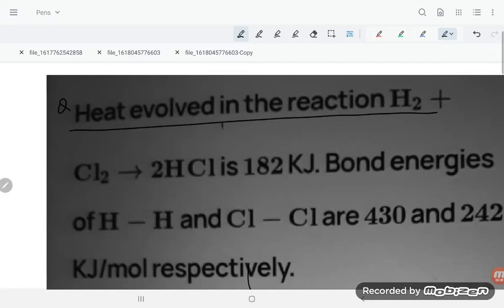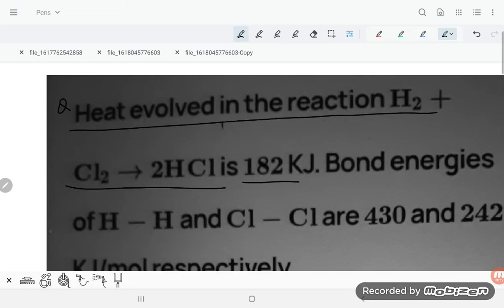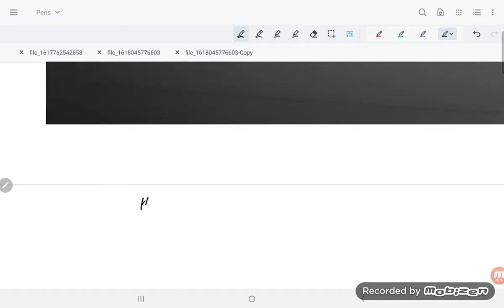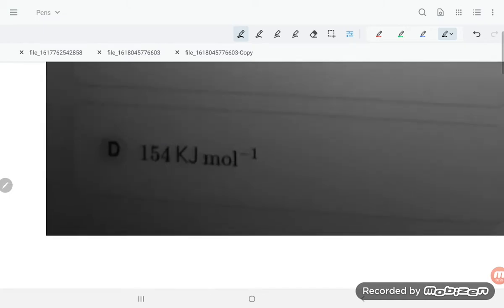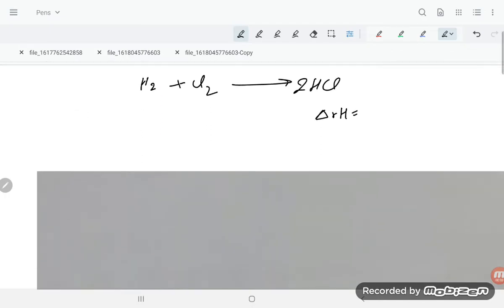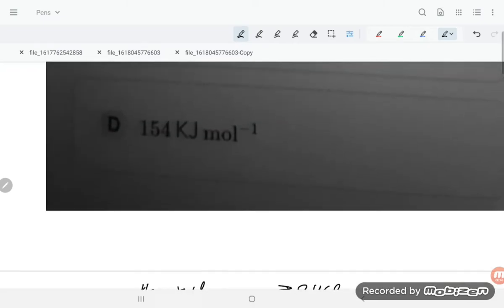Heat evolved in the reaction H2 plus Cl2 to give 2HCl is 182 kilojoule per mole. Okay, that is what the question is saying. Here the heat evolved is the enthalpy of reaction. How much is it, students? That is 182 kilojoule. We have to keep in mind that this is kilojoule, and it has a minus sign because heat is evolved.